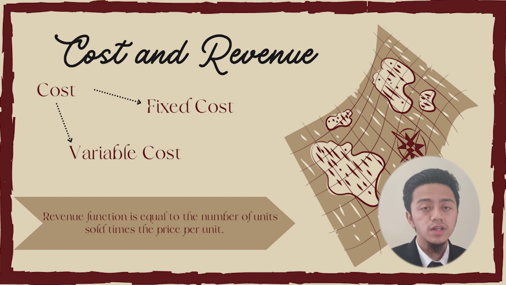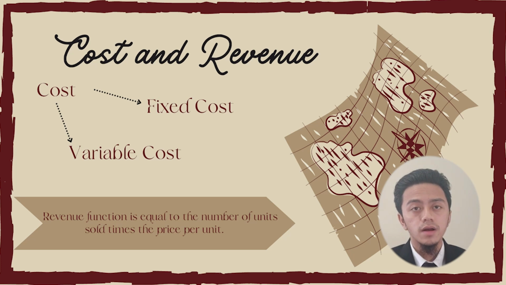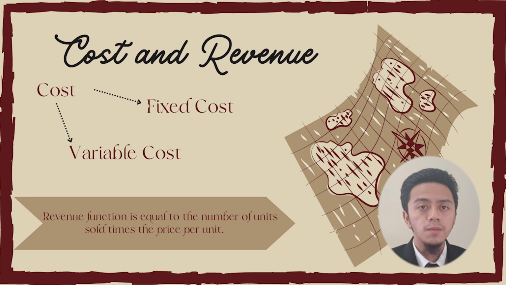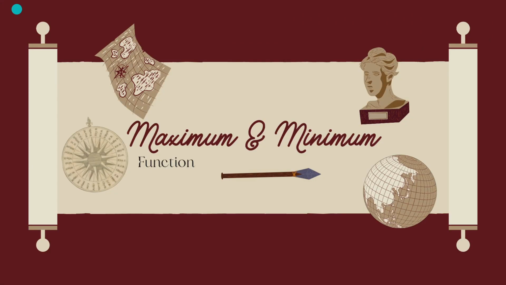Next, the revenue function. Revenue function is equal to the number of units sold times the price per unit. To obtain the revenue function, we must multiply the output level by the price function. Finally, last but not least, is the maximum and minimum in quadratic equations.